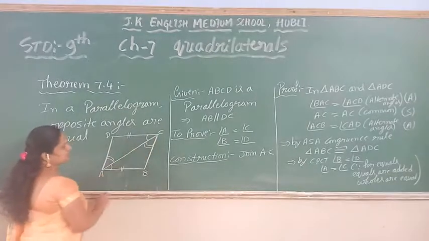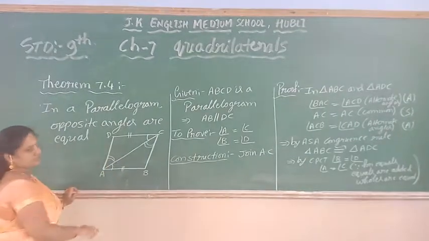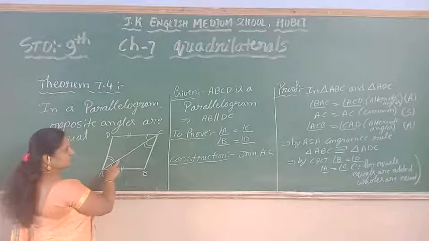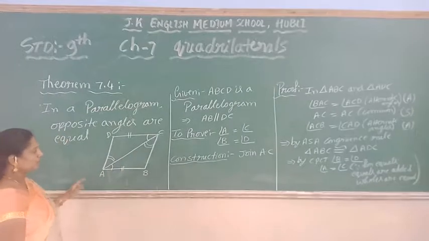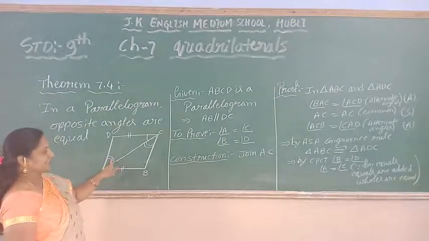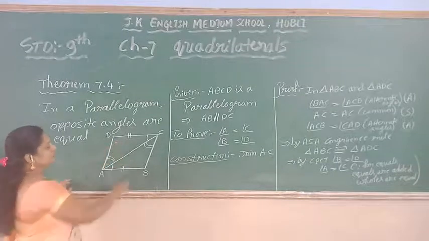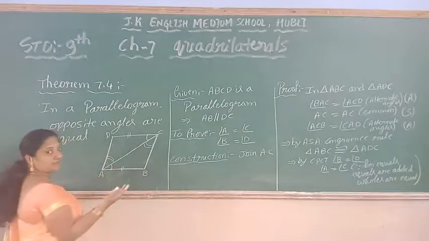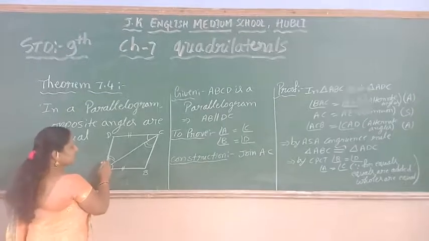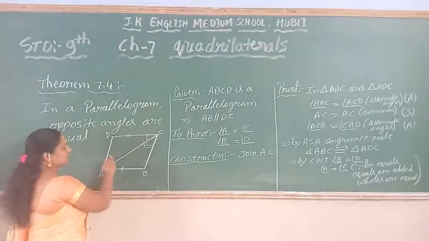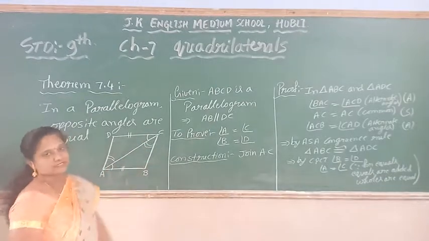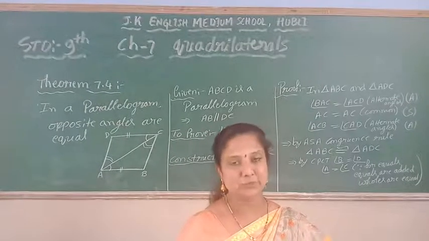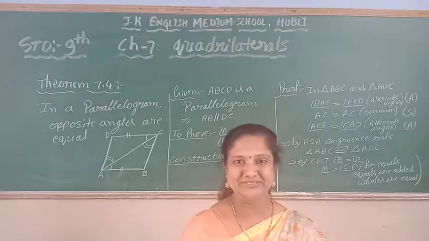Then join A to C, children. After joining, we will get two triangles. In these two triangles, we already know one pair of alternate angles are equal, AC is common to both, and another pair of alternate angles are equal. Therefore, by ASA criterion, both triangles are congruent. By CPCT, the corresponding pair of angles, those two angles, are opposite angles in this parallelogram, and in the same way, equals added to equals, angle A is equal to angle C. So in a parallelogram, by using this theorem, I can take it directly that opposite angles are equal, children.